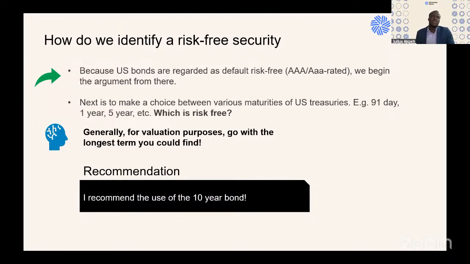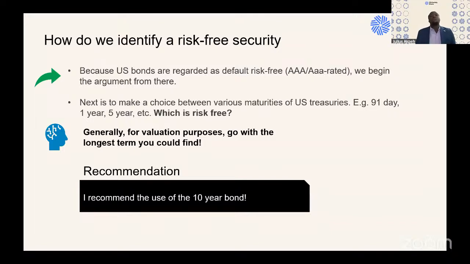Think about the US market, the US government. The US government treasury issues the US bonds, and these bonds are regarded as rated AAA. It's a AAA rated country. So a AAA rated country has no default risk to start with. That's the meaning. So we begin the argument from there.